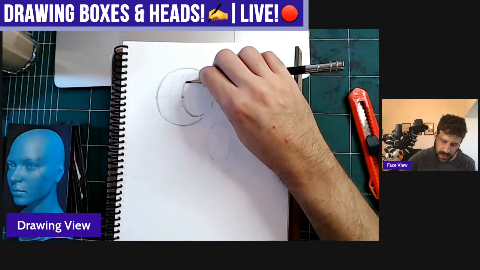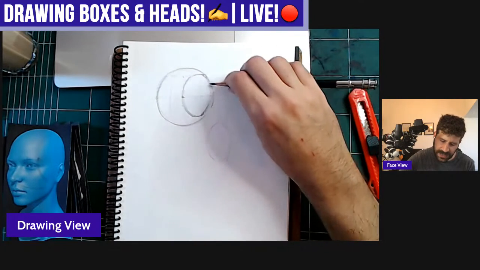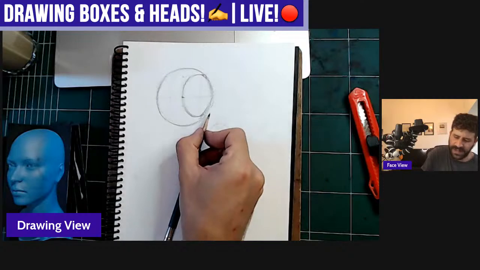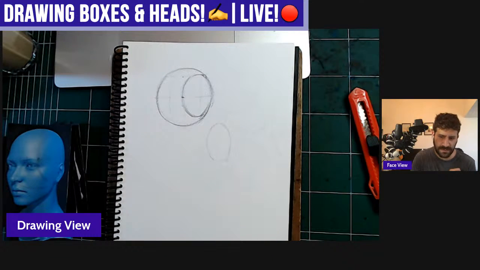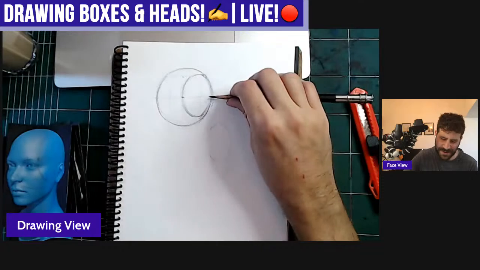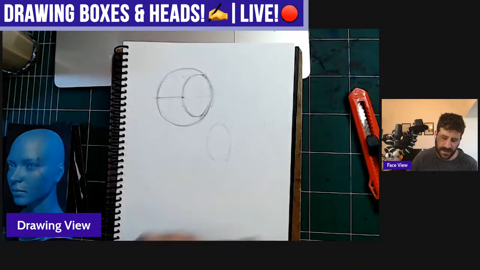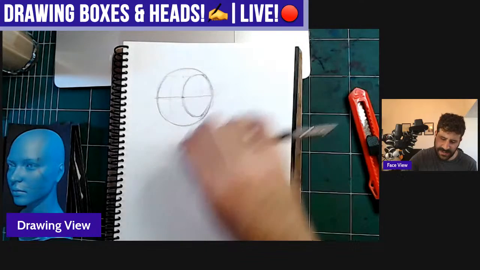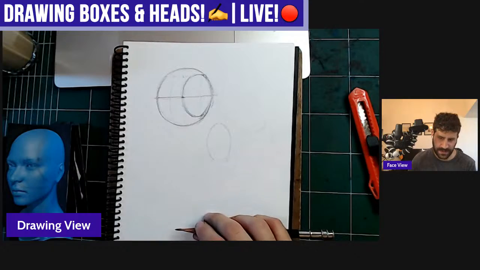So we'll go like that. Cut the side of the head like that. So far, make sense? Hopefully that's better. Now, this is where the eyebrows are. And this is the side, right? Hope that makes sense. Now, how do we approach the rest of the face?